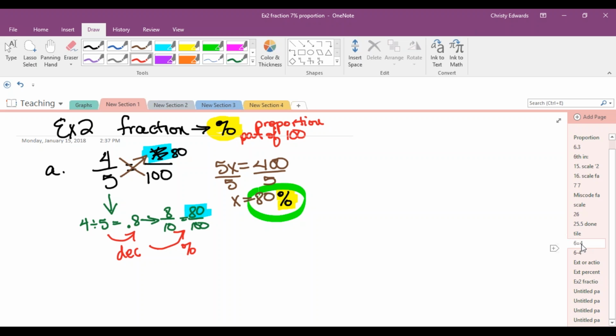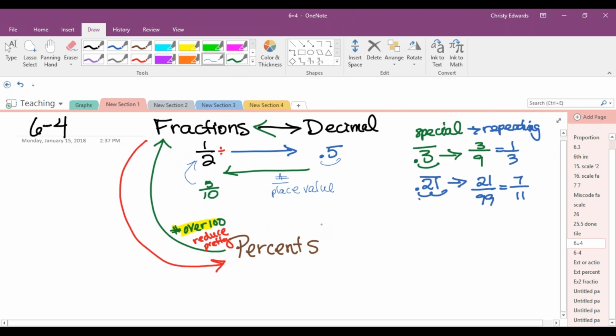In a minute, that's this part. This percent to decimal and decimal to percent that we haven't done yet. But we're about to add that to our big triangle of information. Okay, so fractions to percents, the red line, what are we going to do?